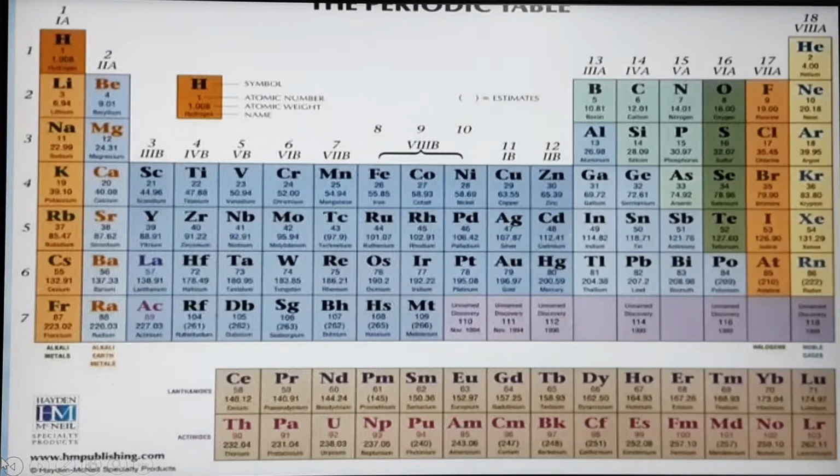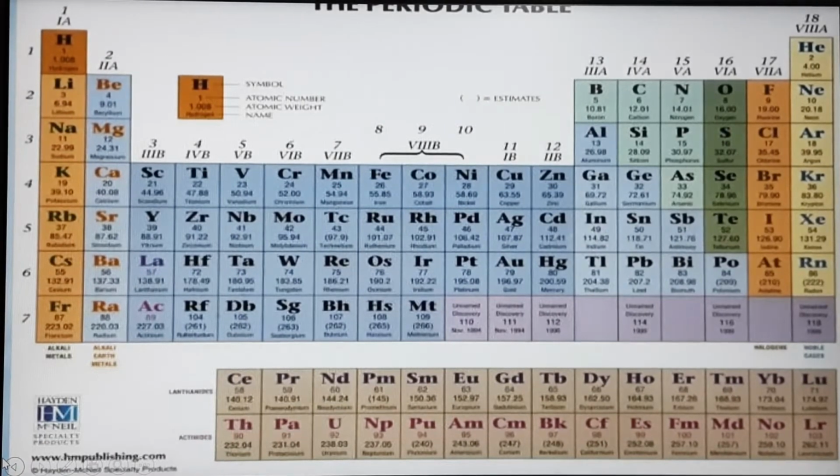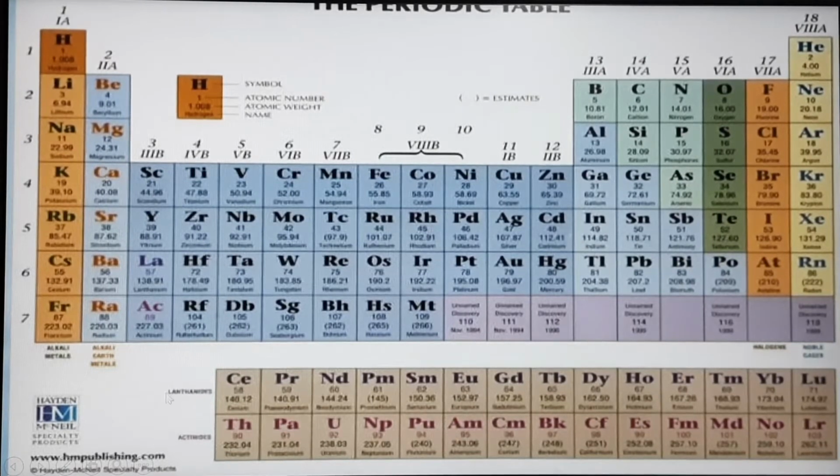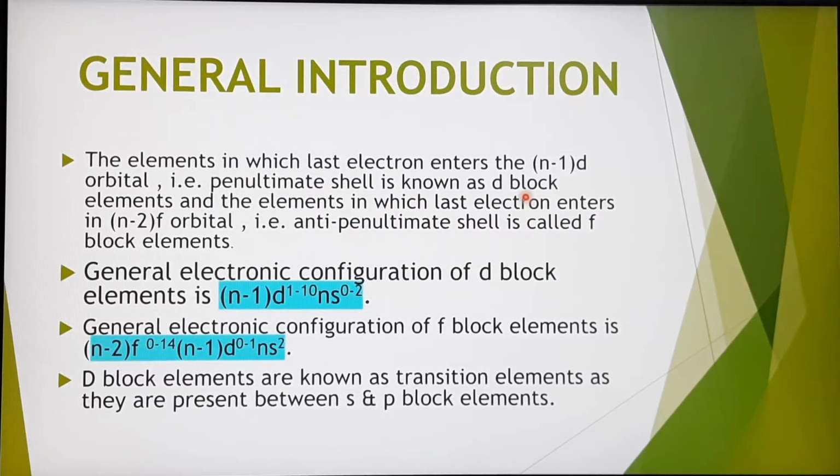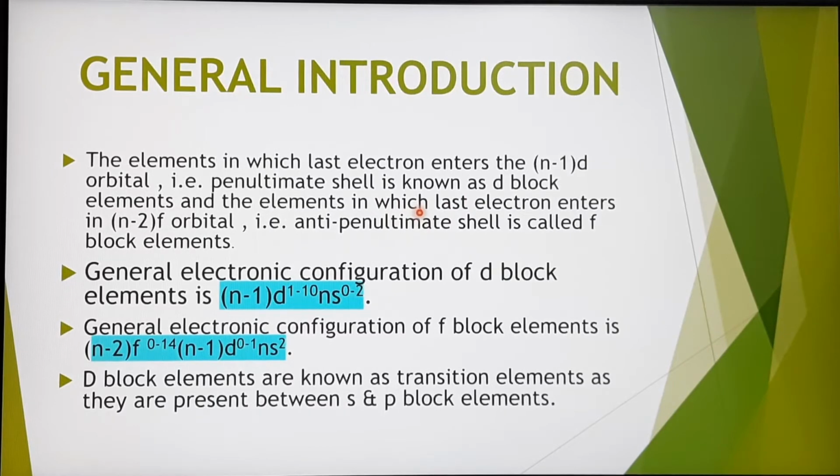Children, D block elements are present between S and P block elements in the periodic table. Group 3 to group 12 are the D block elements. D block elements are those in which the last electron enters the d orbital, and F block elements are placed at the bottom of the periodic table in two series.